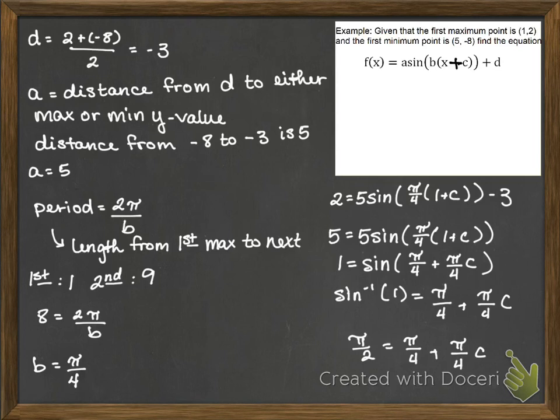Subtract your pi over 4 over, then divide by pi over 4, and you get C is 1. So then you can plug everything into your equation.